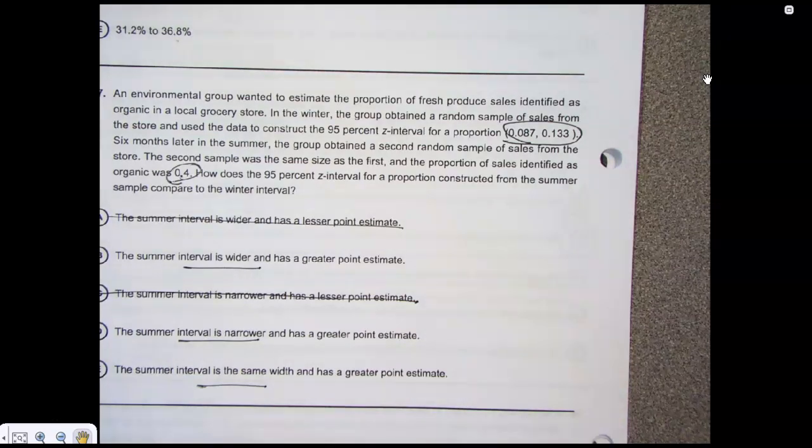I got fingerprint smudges all over it. That's a tough one. But so that's B.